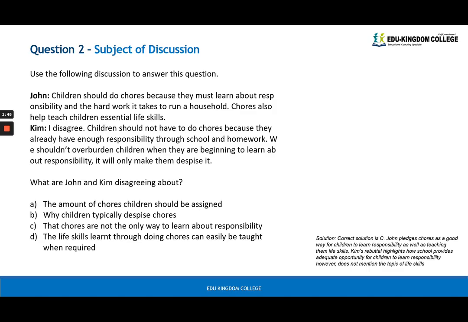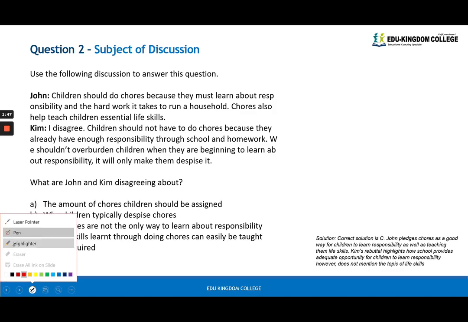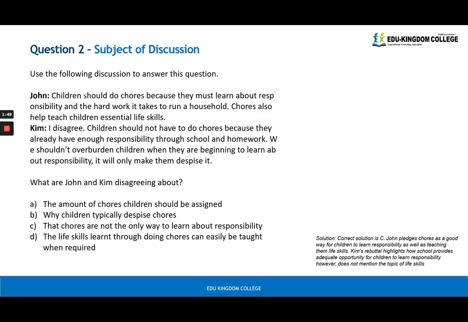Number 2, use the discussion to answer the following questions. Okay, so John says, children should do chores because they must learn about responsibility and the hard work it takes to run a household. Chores also help teach children essential life skills. Kim says, I disagree. Children should not have to do chores because they already have enough responsibility through school and homework. We shouldn't overburden children when they're beginning to learn about responsibility. It will only make them despise it.